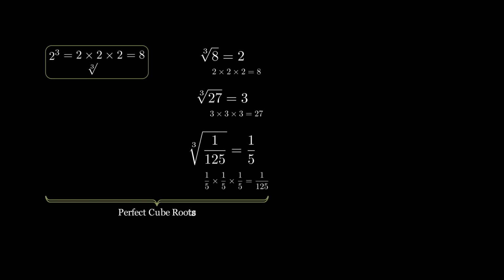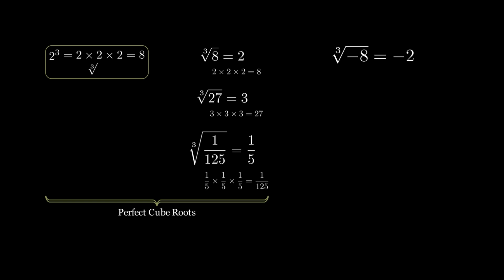It's not always the case that the cube root of a number is a whole number. Numbers like 7 and 20 are not perfect cubes because there is no integer that when multiplied by itself twice equals these numbers. And lastly, we have negative numbers.